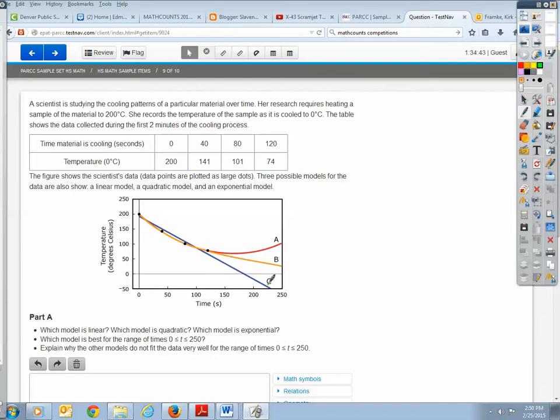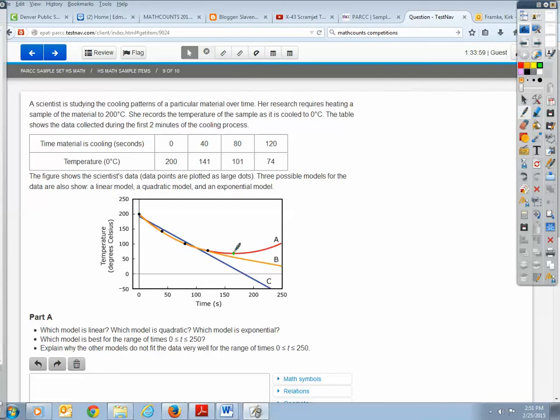Then we have a quadratic model. Now a quadratic model is going to be a parabola, and if it opens up, it is going to be going down for a while and then traveling up. So our quadratic model is A, because we've hit our vertex right about here, and we're traveling back up the parabola. And we also have an exponential model, which obviously is B. So the question is asking us which model is linear, which one is quadratic, and which one is exponential, which model is the best for the amount of time that we see, and explain why the other models do not fit the data well.